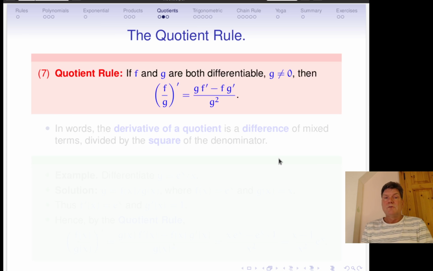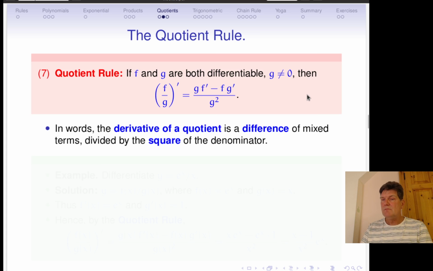The quotient rule: if f and g are differentiable functions and g is not 0, then the derivative of the quotient f over g is g times f prime minus f times g prime, divided by the square of g. The derivative of a quotient is the difference of mixed terms, similar to the ones in the product rule, divided by the square of the denominator.